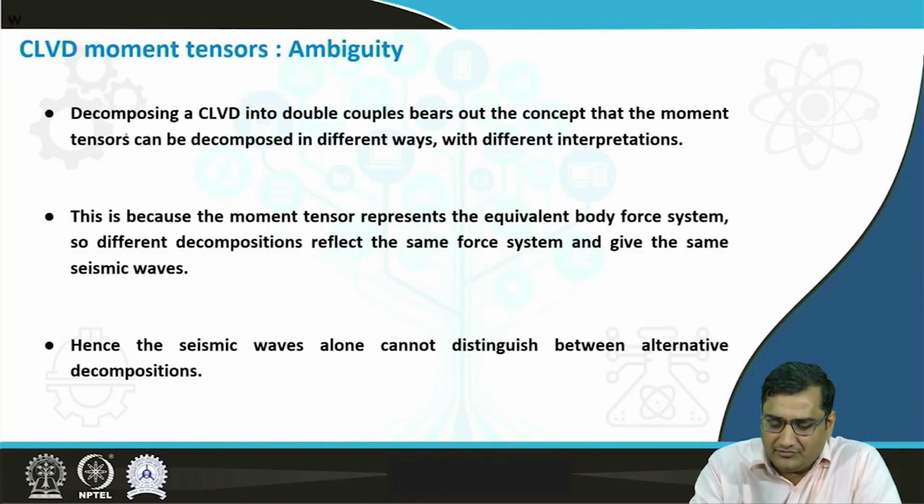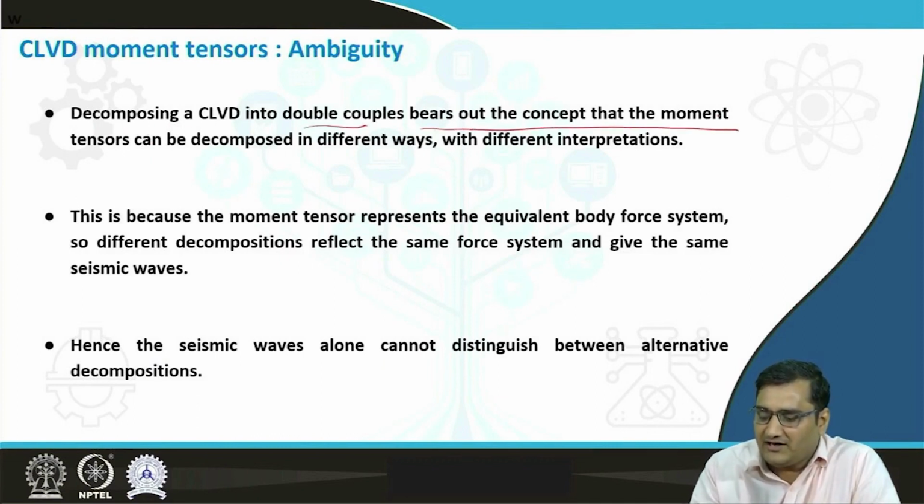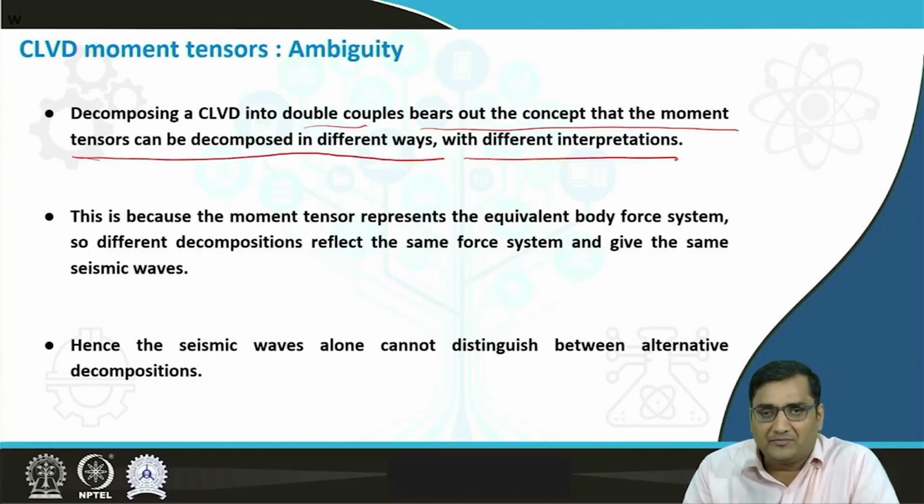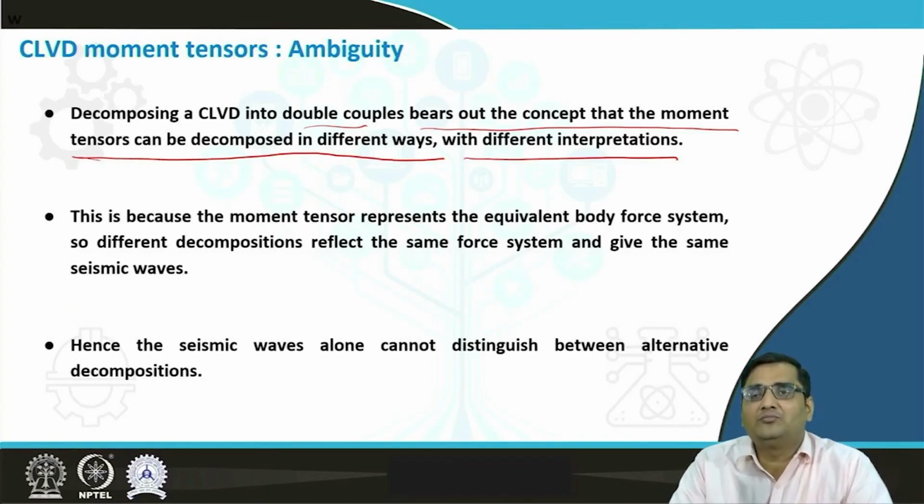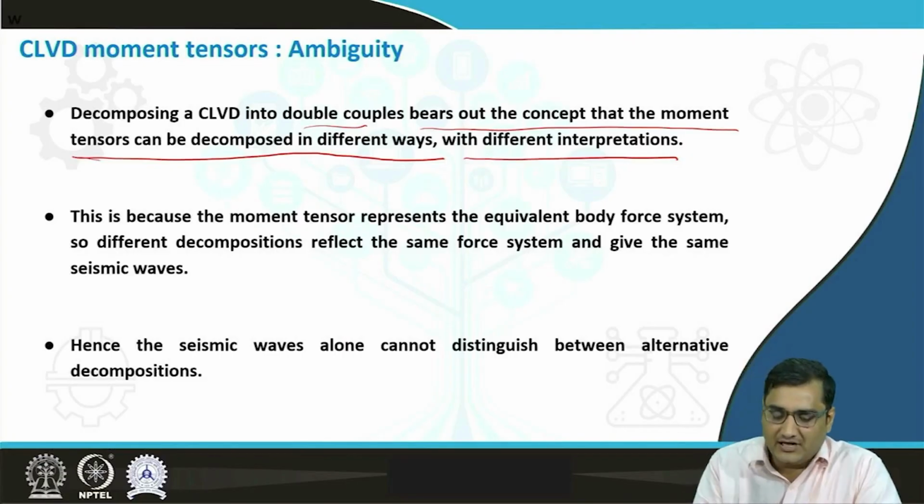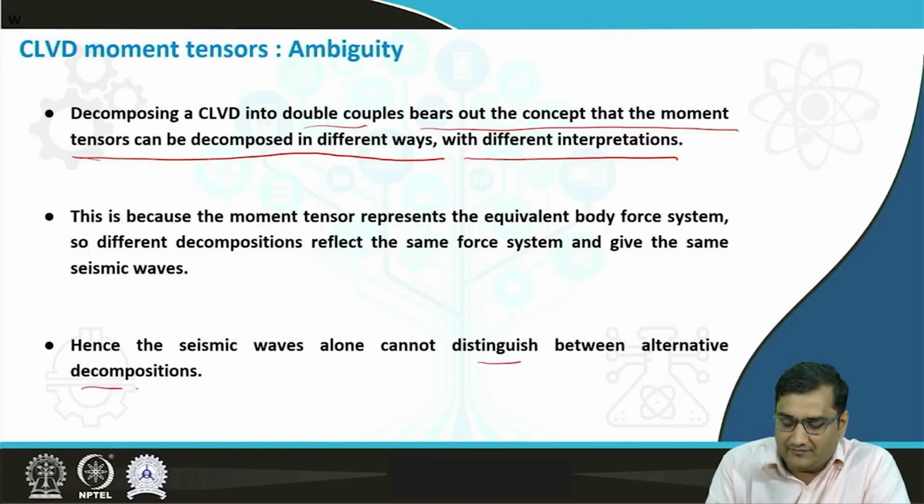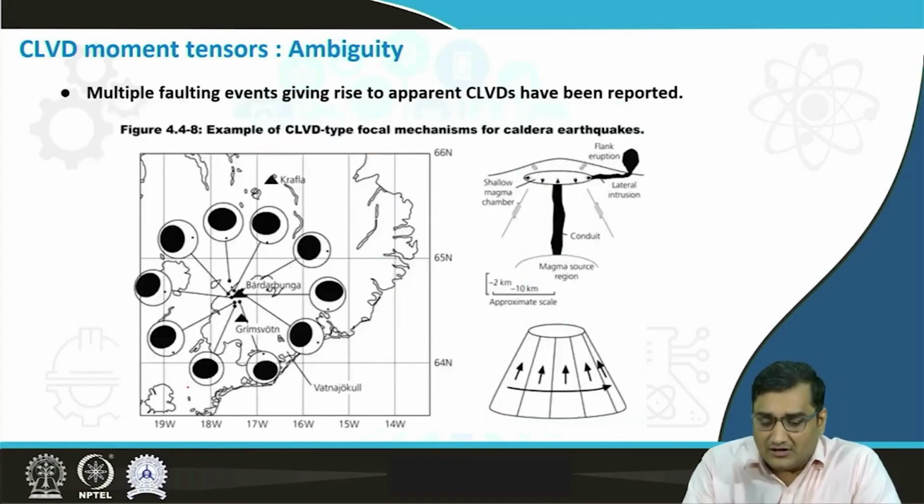So decomposing a CLVD into double couples bears out the concept that the moment tensor can be decomposed in different ways, with different interpretations. This is because the moment tensor represents the equivalent body force system. So different decompositions reflect the same force system and give the same seismic waves. Hence, the seismic waves alone cannot distinguish between the alternative decompositions. Multiple faulting events giving rise to apparent CLVDs have been reported.